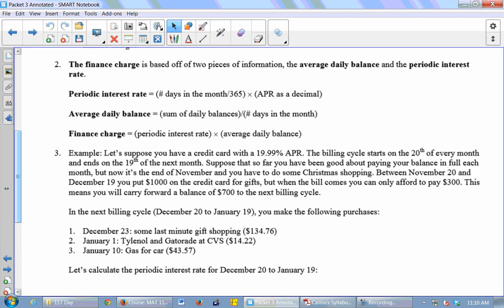Then you take your average daily balance, which is the sum of your daily balances. So you look at your balance every single day of the month, add them all up, and divide by the number of days in the month. That's called your average daily balance. And then your finance charge is your periodic interest rate, what we calculated up here, times your average daily balance.